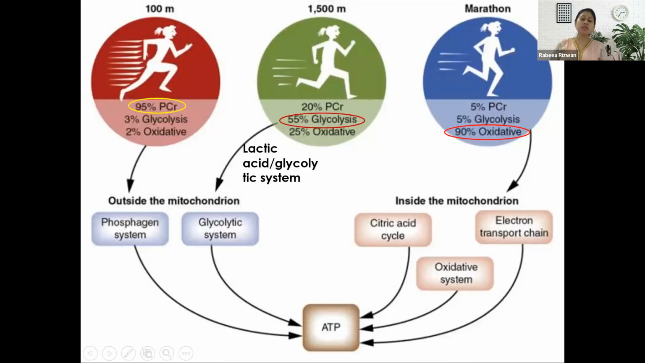I hope you better understand now what the three energy systems are and how and when they work. Now here is just a review with an example. Now you can explain that for a person running 100 meters, which energy is that person utilizing to run for 100 meters? It is 95% by ATP, and this is by the phosphagen system, the ATP-PC system.